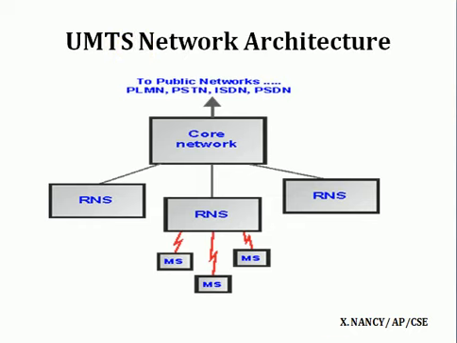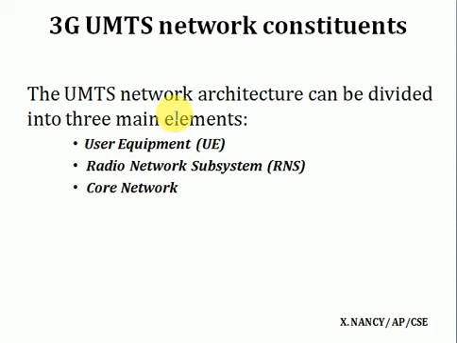Next we move on to the constituents. The constituents explained here, we can go on with brief explanations now. The UMTS network can be divided into three main elements, as we know above: the user equipment, radio network subsystem and the core network. So now we know what all the elements are that we are using in our UMTS. Now we can see each and every equipment in detail.